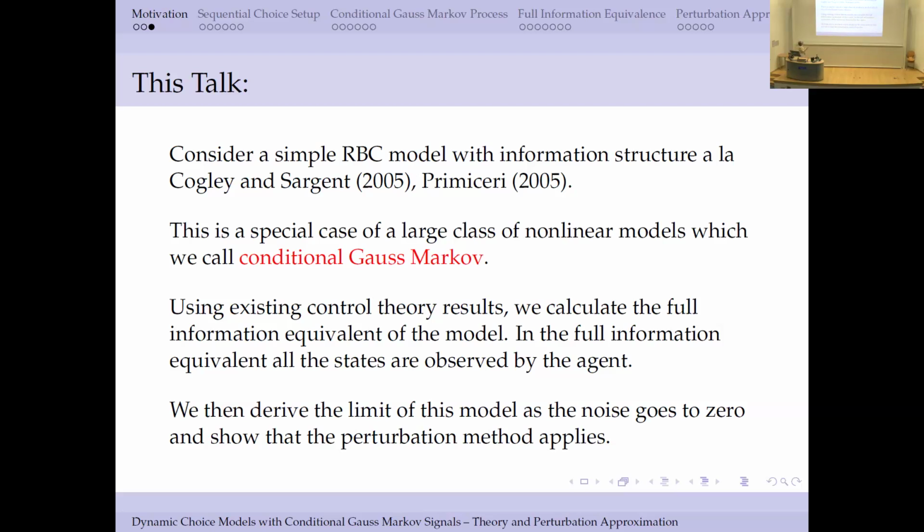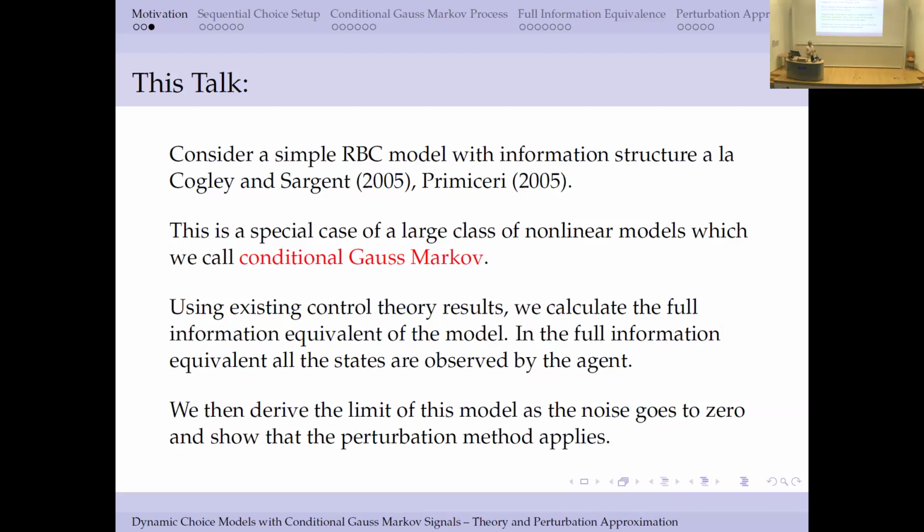All right, this information structure, a la Cogley, Sargent, and Primiceri, actually turns out to be a special case of a larger class of nonlinear models, which we call conditional Gauss-Markov. So I'll spend some time introducing and highlighting the properties of this class of models.